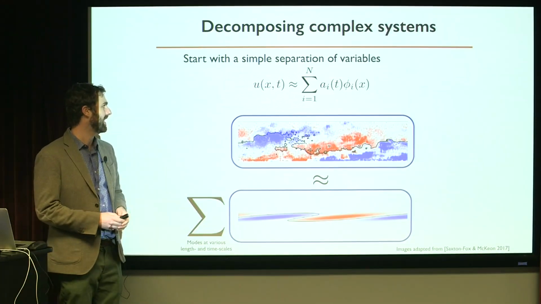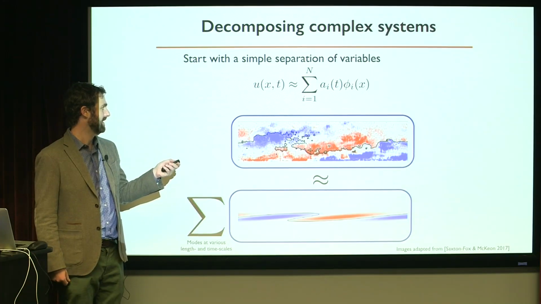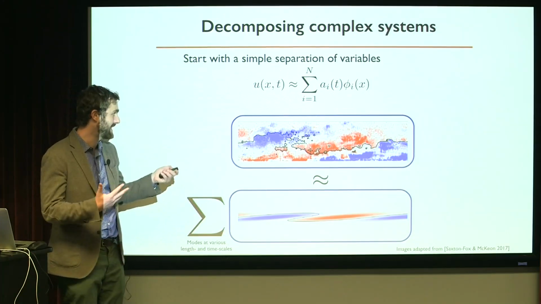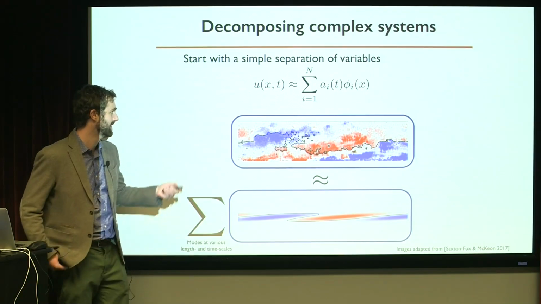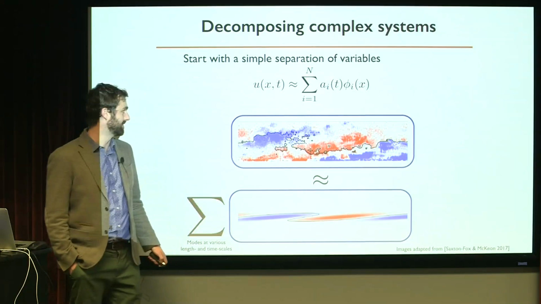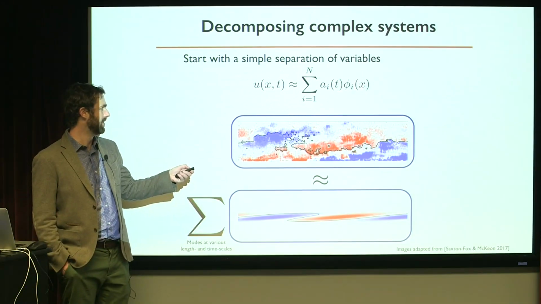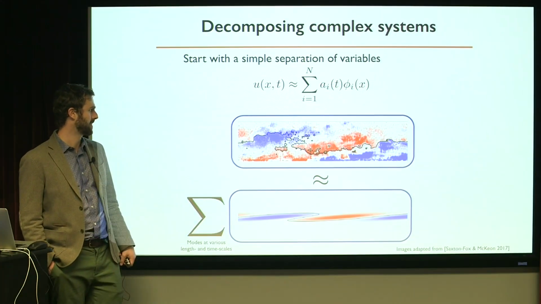A natural place to start might be to do what you often do when you try to solve a PDE, which is you separate the variables. So you try to approximate your system by some spatial modes, each of which is associated with some temporal coefficient.